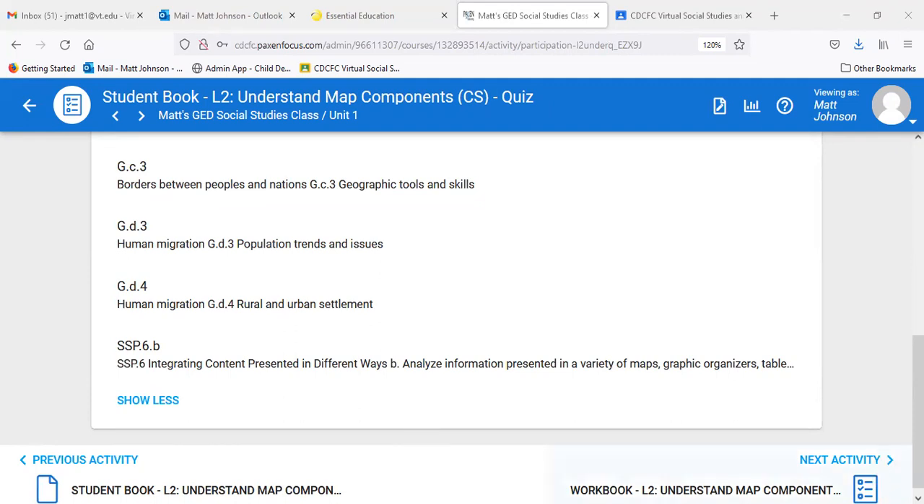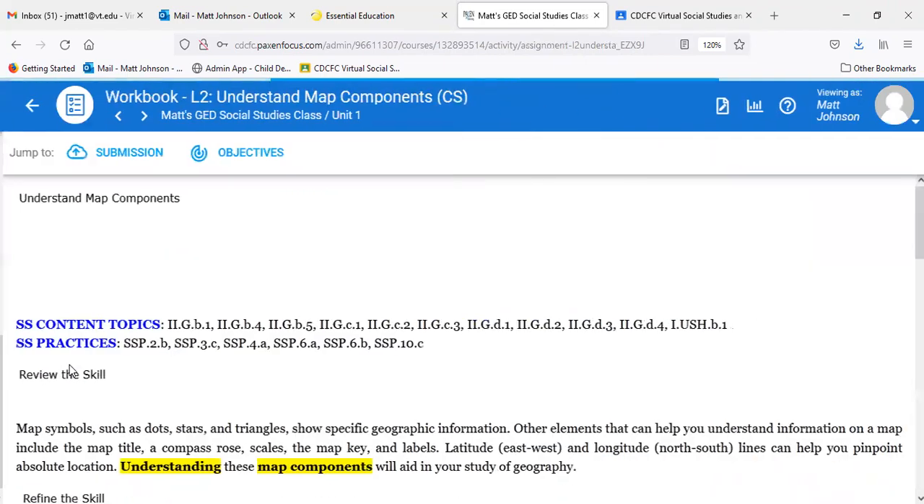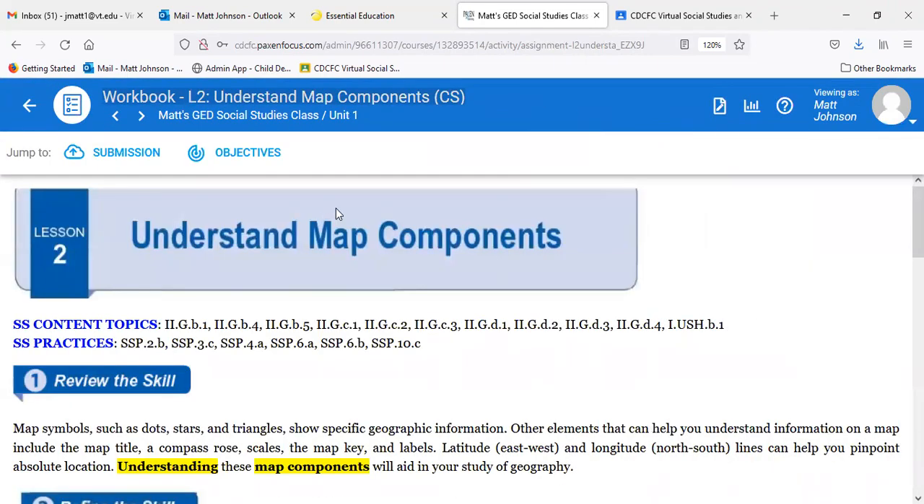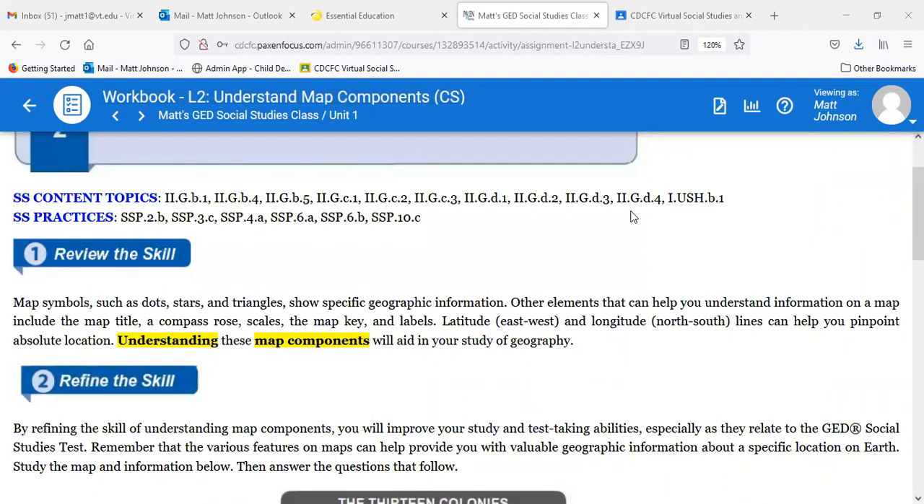So let's take a look here. Okay. So understand map components. Here we go. So again, reviewing the skill, map symbols such as dots, stars, and triangles show specific geographic information. Other elements that can help you understand information on a map include the map title, a compass rose, scales, the map key, and labels. Latitude, like we mentioned before, runs east to west, like the equator. Longitude runs north to south. Those lines can help you pinpoint absolute location. Understanding those map components will aid in your study of geography.